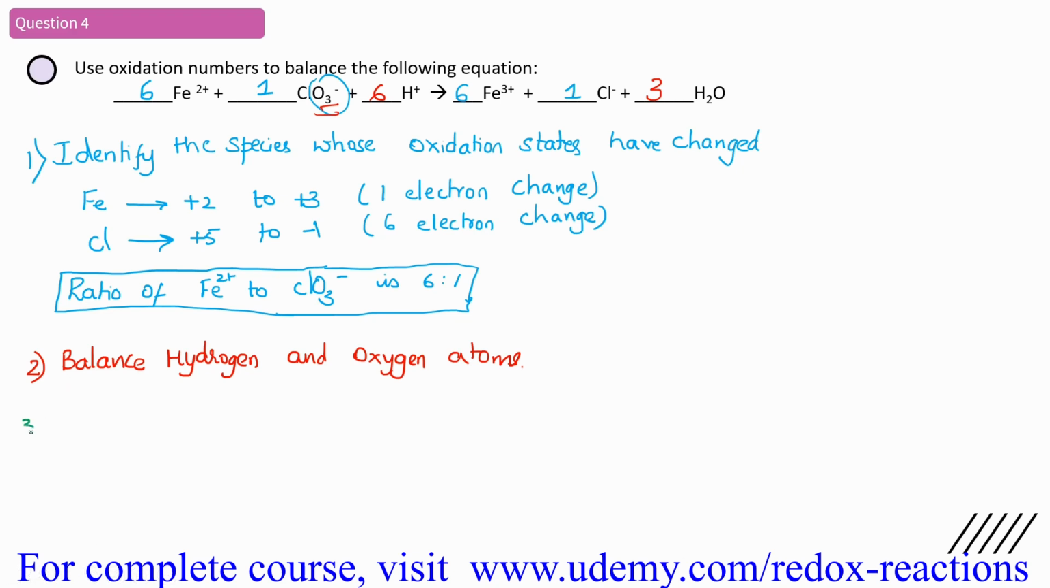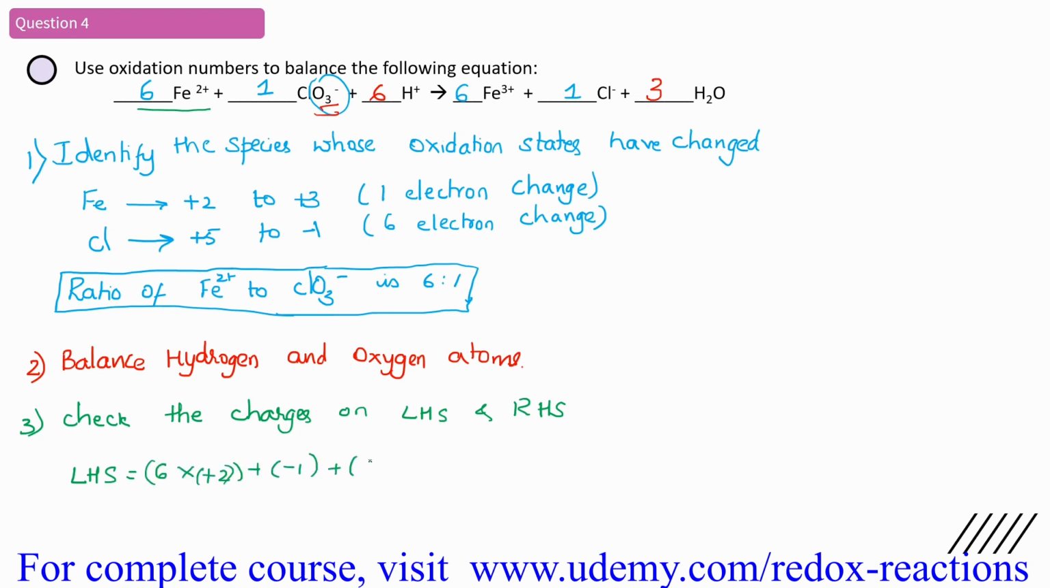However, we need to check the charges on LHS and RHS. So on LHS, we have 6 into +2 plus the chlorate ion having -1 charge, and 6 from hydrogen ions, which comes up to 17. And on RHS, we have 6 into +3 plus -1. Water has 0. So even here we see that the charge is 17. So this reaction is balanced.